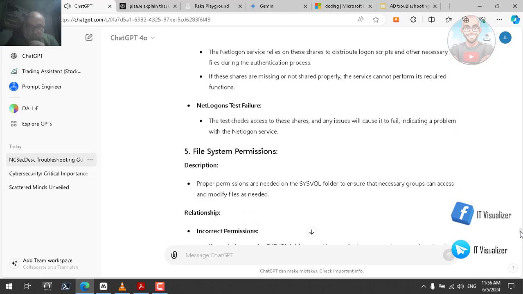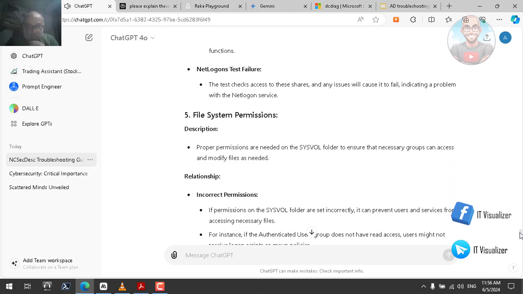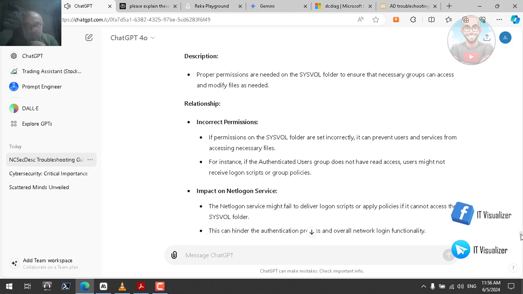5. File system permissions. Description: proper permissions are needed on the sysvol folder to ensure that necessary groups can access and modify files as needed. Relationship, incorrect permissions: if permissions on the sysvol folder are set incorrectly, it can prevent users and services from accessing necessary files. For instance, if the authenticated users group does not have read access, users might not receive logon scripts or group policies.